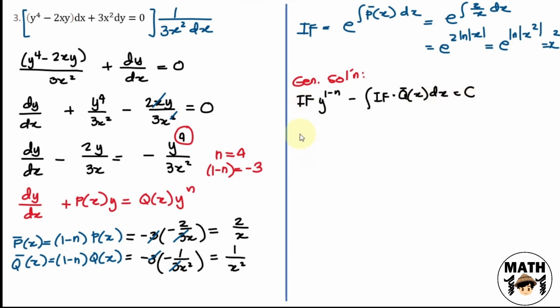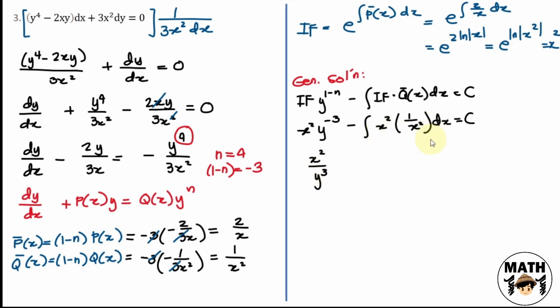The integrating factor is x squared multiplied by y raised to 1 minus n is negative 3 minus the integral of x squared multiplied by the new q 1 over x squared dx equals c. This can be written as x squared over y cubed.